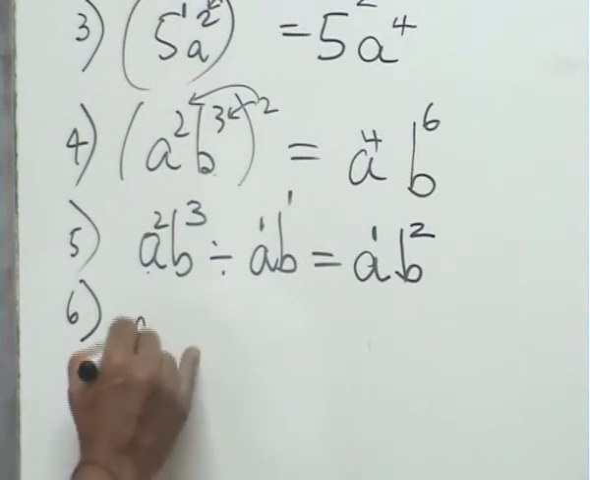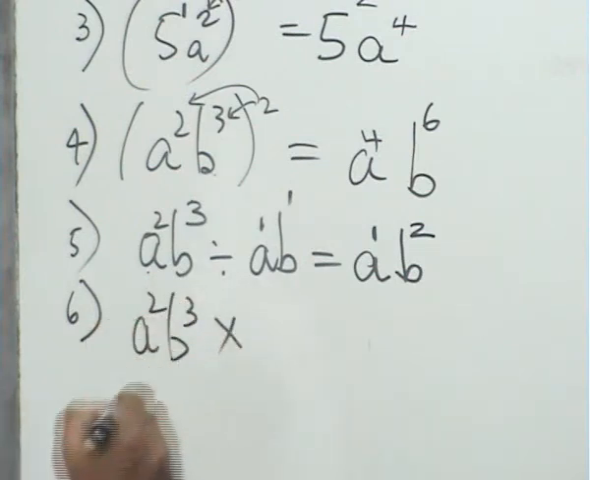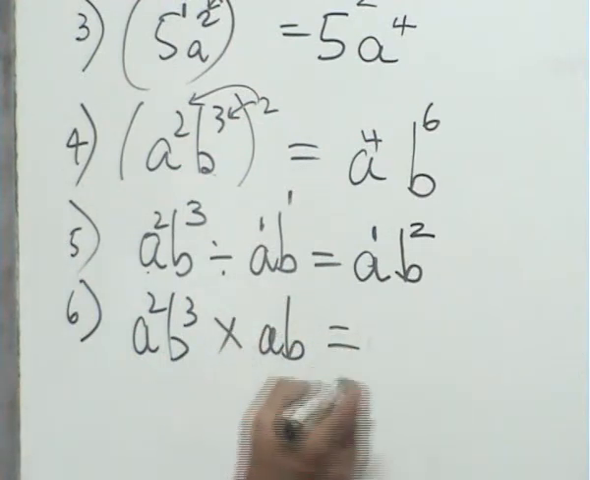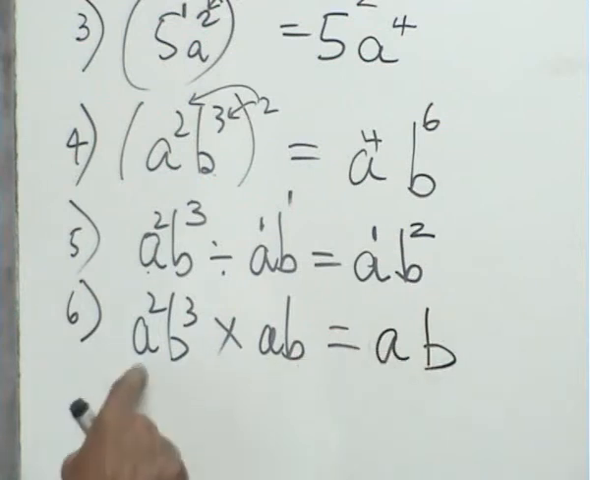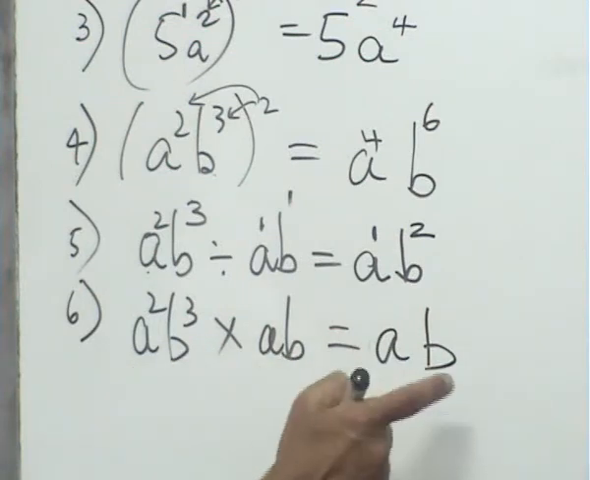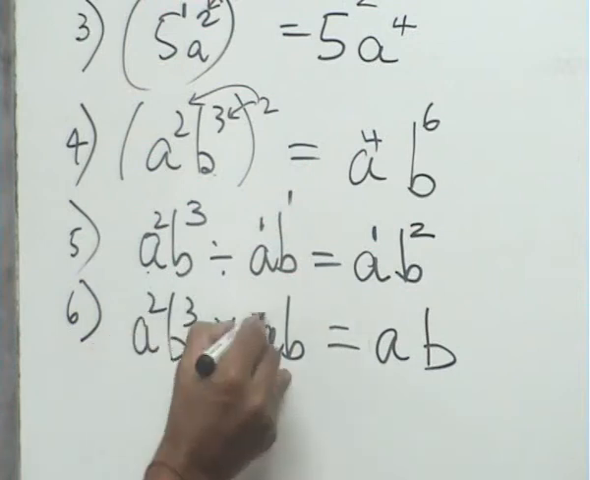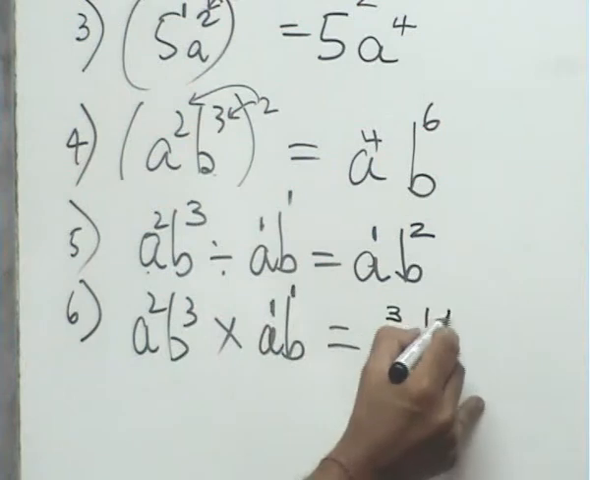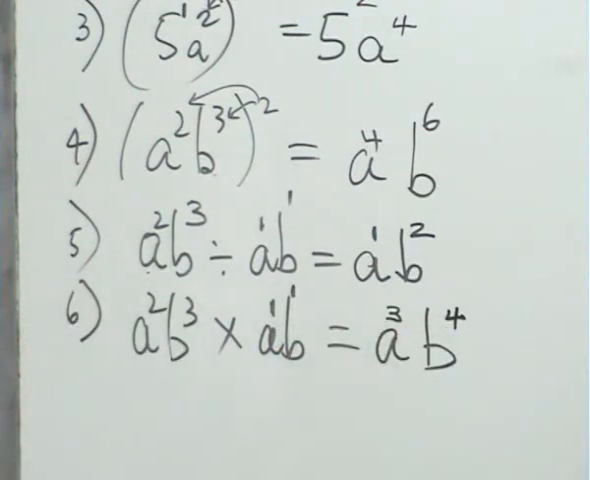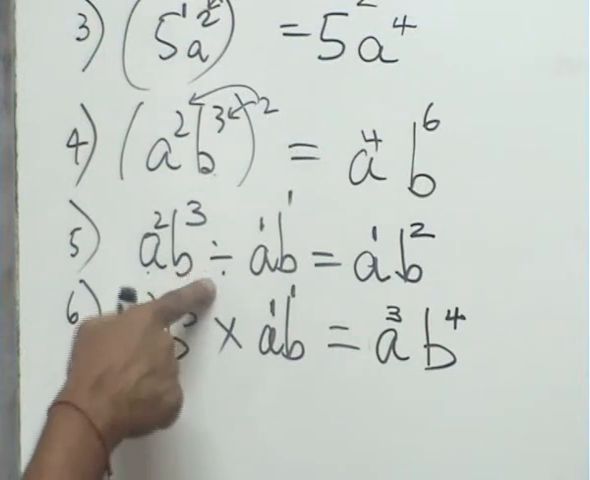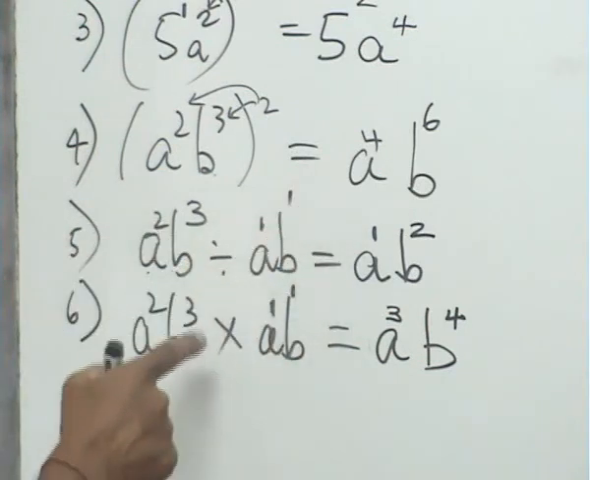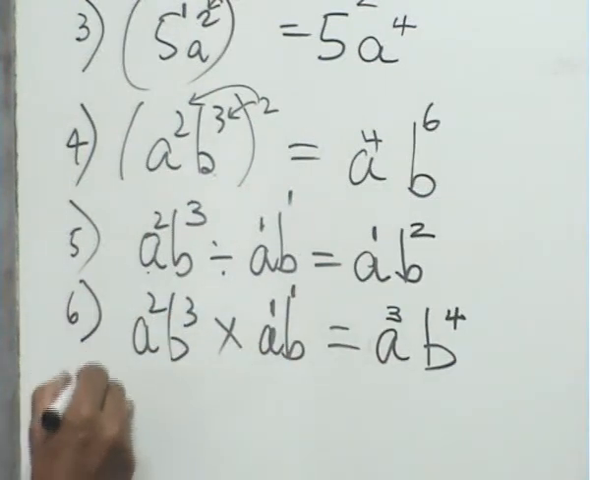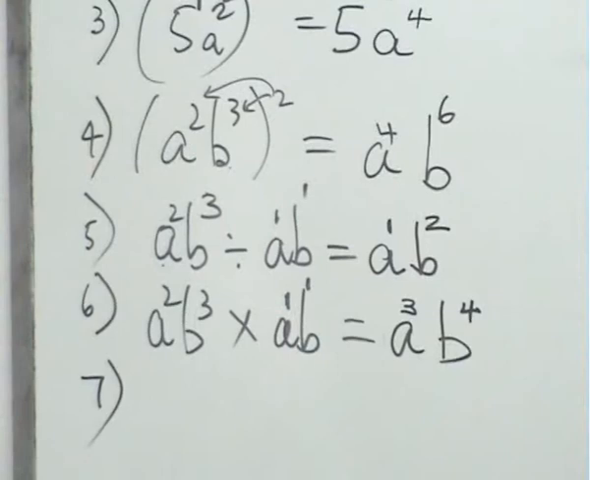Number 6. A squared b cubed times ab. Now I have to use the multiplication law. Write down the common base a. Write down the common base b once. Now 2 plus this 1 gives me 3. 3 plus this 1 gives me 4. See, these two examples look the same, but this one is dividing. So you use the division law, you subtract it. This one is multiplication, so you have to add the indices. So you must have good eyes for maths.